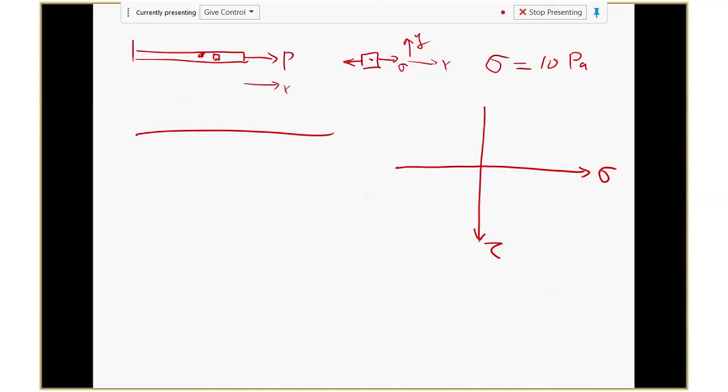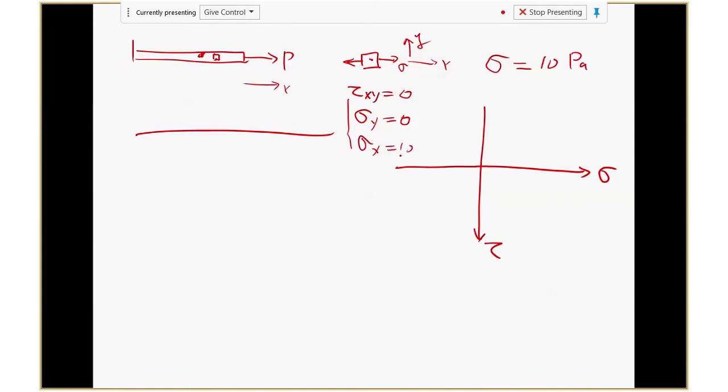What's sigma x? What's sigma y? What's tau x y? Okay, this element, tau x y equals what? Equals zero. There's no shear. Okay, what's sigma y? In the y direction, there's no stress, so zero. Right? And we know sigma equals 10. So what does that mean? That means sigma x equals 10.